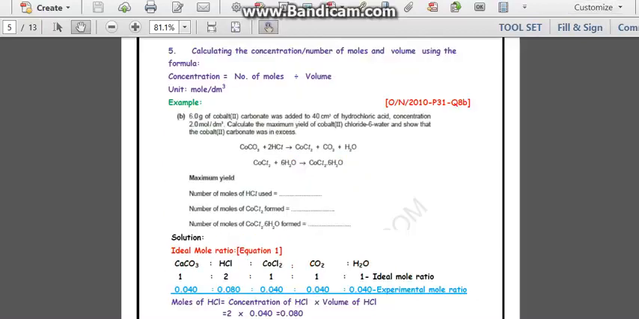The fifth subtopic is calculating the concentration, number of moles and volume using the formula concentration equals number of moles divided by volume. Unit is mole per cubic decimeters. The question has been taken from October-November 2010, paper 3-1, question 8b. It's better you pause the video, read the question and try solving the questions on your own, and then see if you're going wrong, where you're making mistakes.